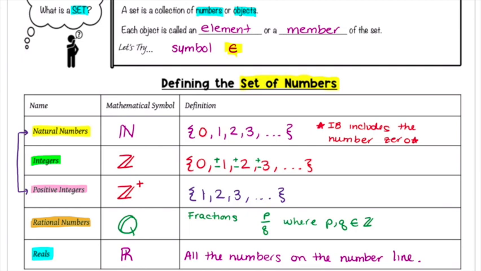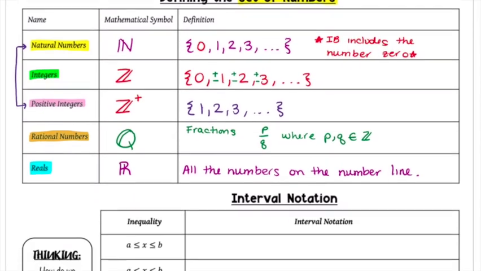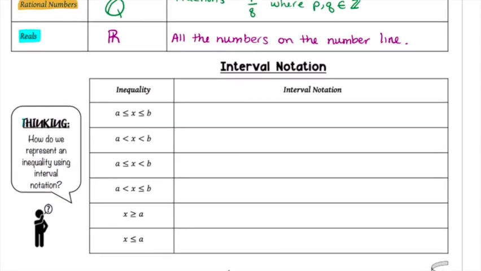So let's take a look at our next section, thinking. How do we represent an inequality using interval notation? Our focus here is interval notation. We have some sort of inequality. I'm going to read it: A is less than or equal to X, which is less than or equal to B.